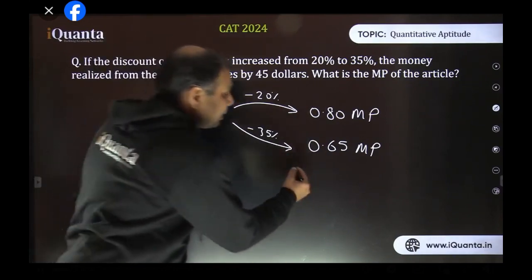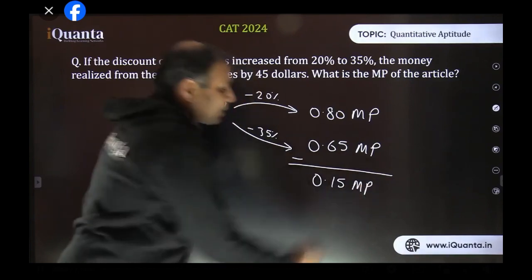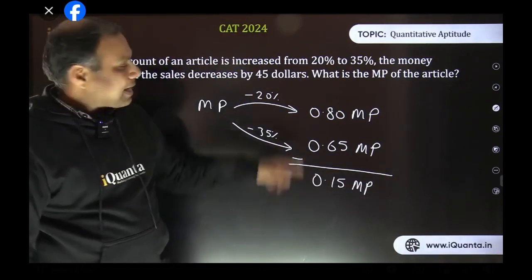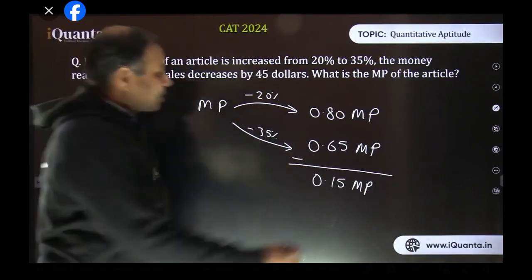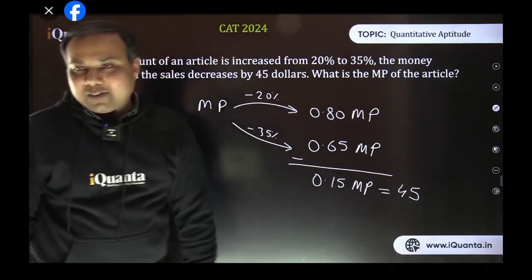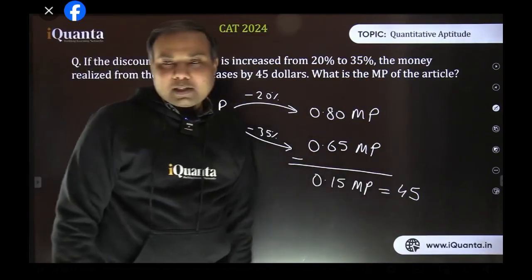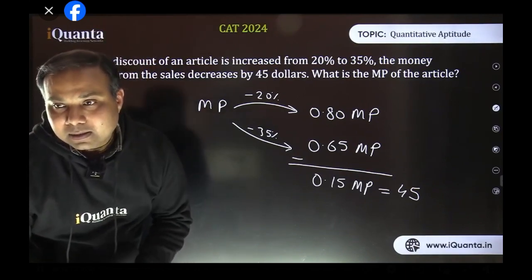So how much less are we getting? We just subtract them. If I subtract them, we get 0.15 times mark price. Fine? Or 15% of mark price basically. This was 80% of mark price and this was 65%. So the remainder is 15% or 0.15 MP, and that is given as $45. So the question is, what is the mark price of the article? It is again a very basic question. So if 15% of mark price is 45, 100% would be how much? So 300 is the right answer.